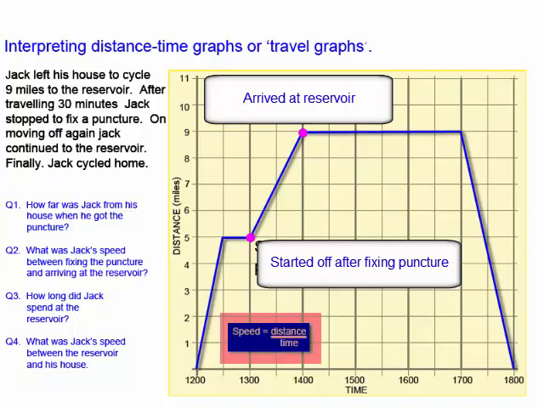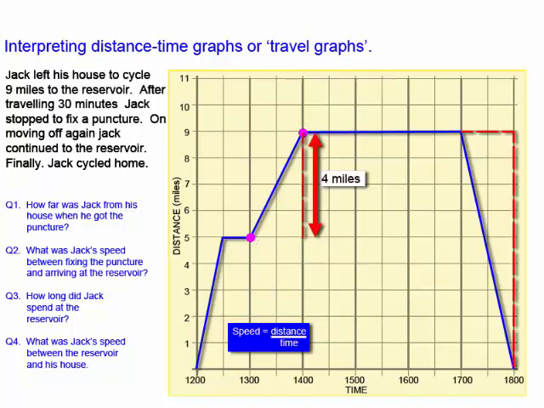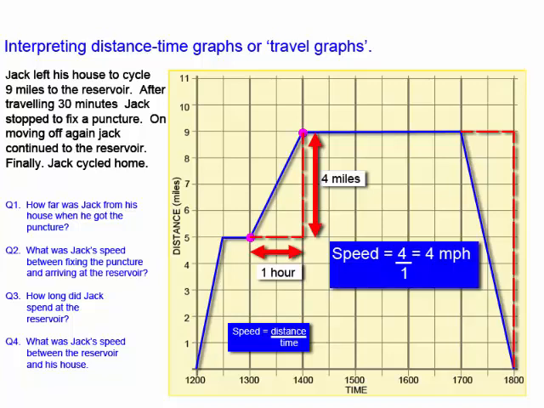To calculate the speed of travel, we use this equation. Speed equals the distance travelled over the time taken to travel. In the period from fixing the puncture and arriving at the reservoir, Jack travelled 4 miles, and the time it took him to travel these 4 miles was 1 hour. So Jack's speed was 4 miles per hour between fixing the puncture and arriving at the reservoir.